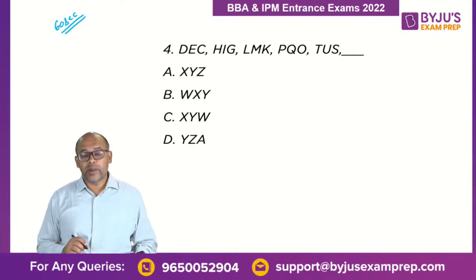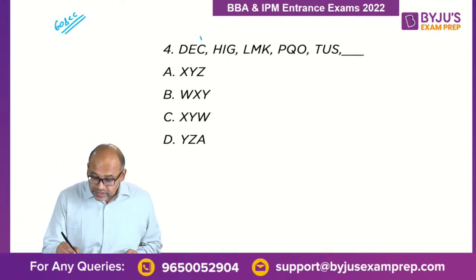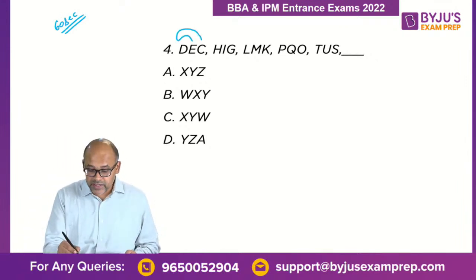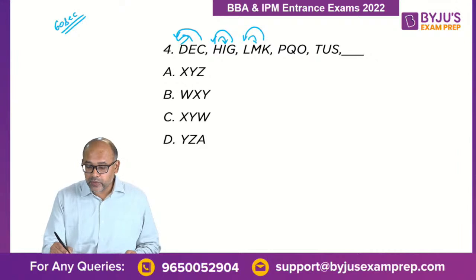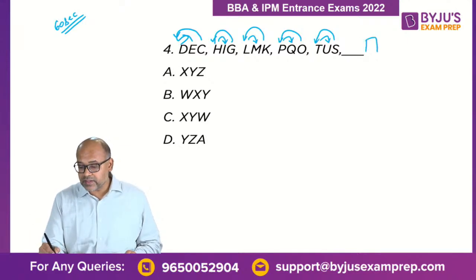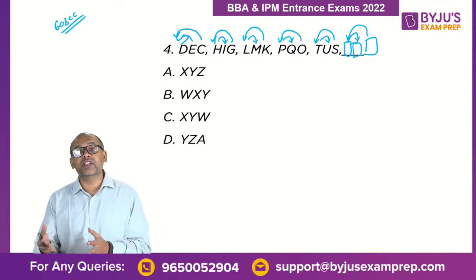Okay, that's 1 minute. So let's see what is the logic. C, D, E: it is continuous, but C to D first, then D to E. G, H, then H to I. K, L, then L to M. O, P, then P to Q. S, T, then T to U. So the logic is, the first letter comes, then the last, and then comes the middle. So which of these options is following this pattern?